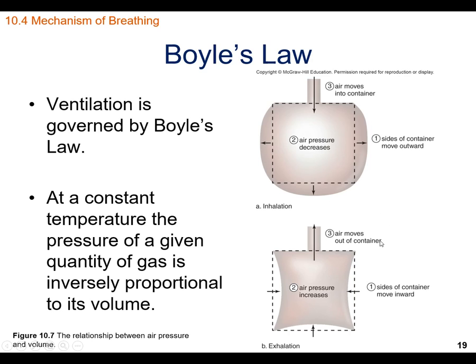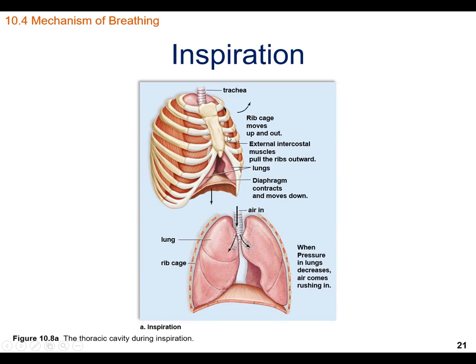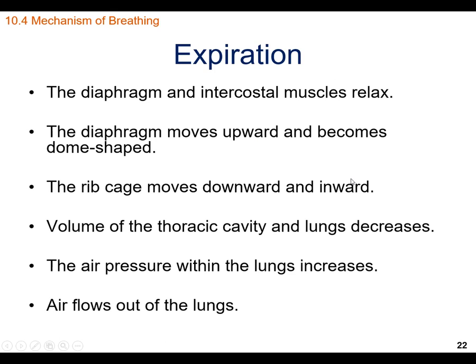So one thing that you will find is that with lungs, we will use the diaphragm and the intercostal muscles to contract. The diaphragm then flattens and the rib cage moves upward and outward, and the volume of the thoracic cavity in the lungs increases. The air pressure within the lungs then decreases and air flows into the lungs. So here you can see this with the intercostal muscles of the rib cage moving upward and outward, and the diaphragm moving downward. It's curved upward, and when it contracts, it flattens. And this allows us to increase the volume of the lungs, decreasing the pressure, and allowing air to move into the lungs.